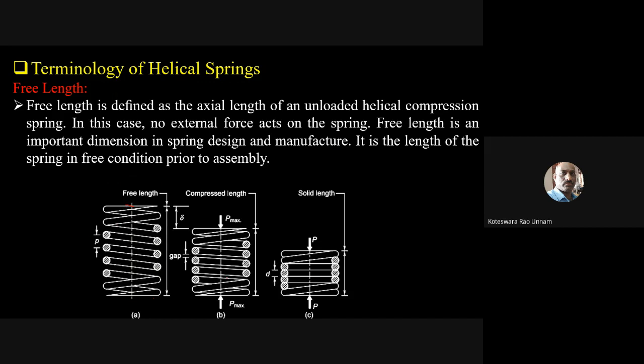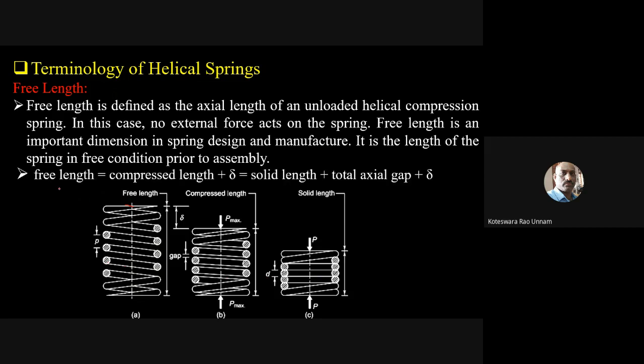Now, if I want to relate all these three in a mathematical form, your free length is nothing but the compression length plus delta. But again, this compression length I can write as solid length plus total gap. So this solid length plus the total gap between the adjacent coils gives the compression length, and this compression length plus delta will give you the free length.